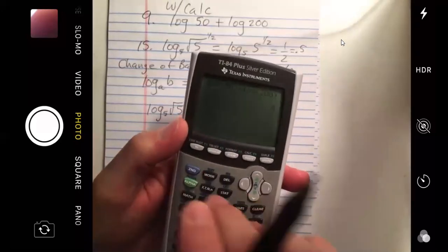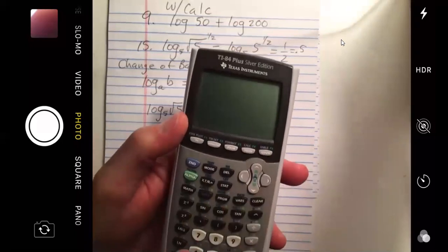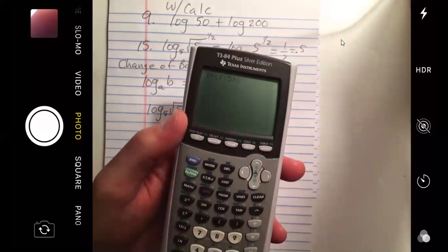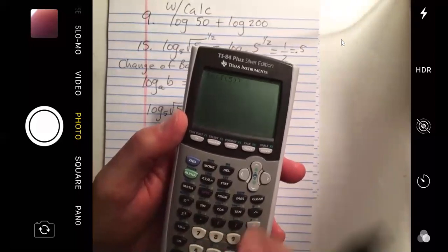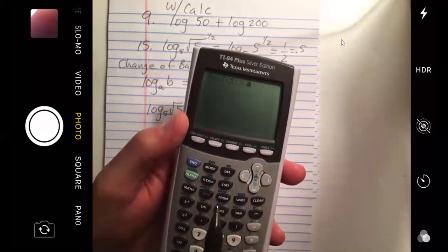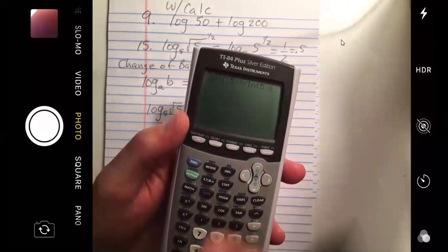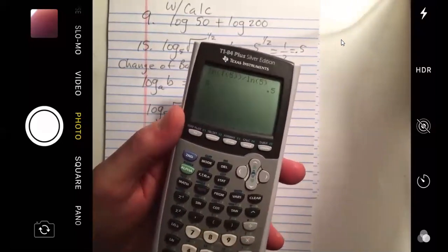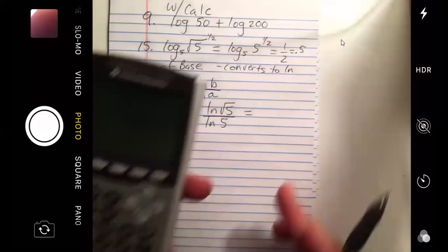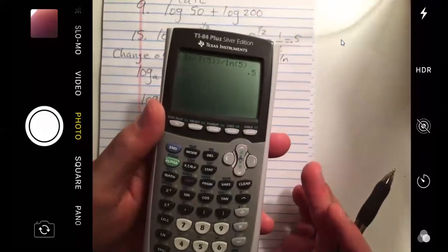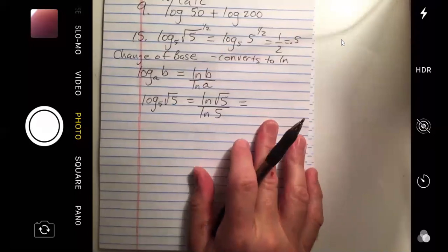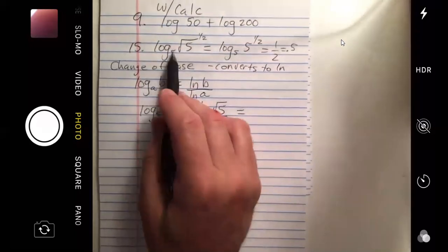Clear. Ln of the square root of 5, divided by, you've got to watch your parentheses, make sure they match, ln of 5. If we don't get a half, I'll quit on the spot. Enter. There it is, the decimal 0.5. So yes, this is the secret to doing other odd bases.